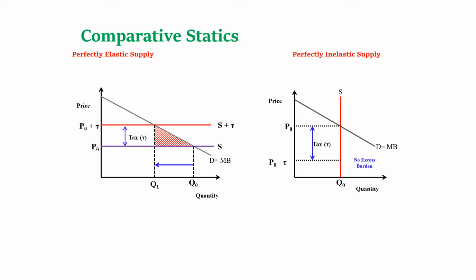Now, if supply is perfectly inelastic, it means the producers or the sellers are not able to shift the burden of the tax to the consumers. So they are going to pay the full amount of the tax. There is no deadweight loss. So this particular tax is efficient. So taxing goods that have perfectly inelastic supply is efficient because there is no deadweight loss. Likewise, taxing goods that have perfectly inelastic demand is efficient because there is no deadweight loss.